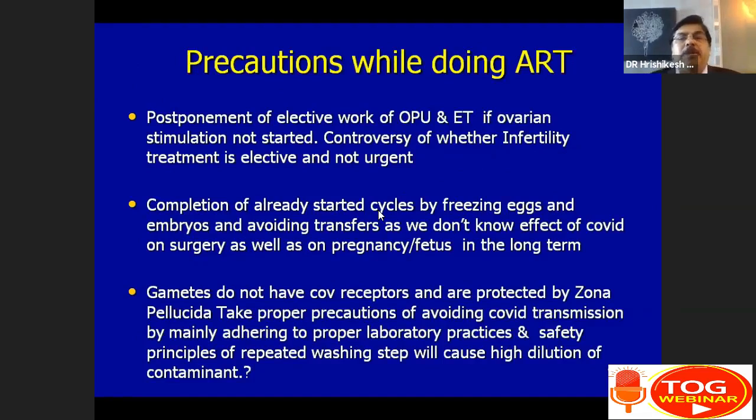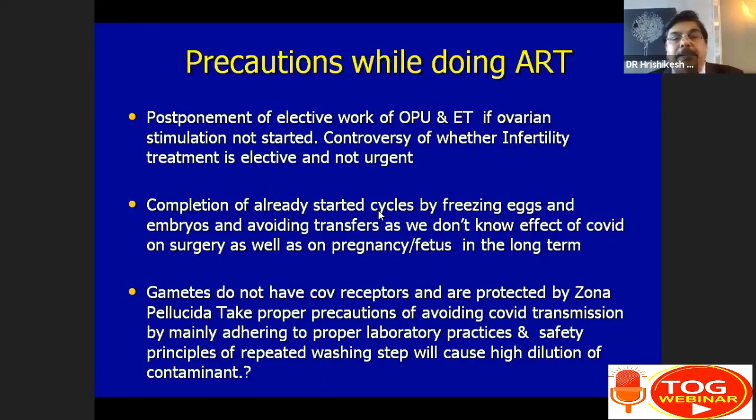So, what are the precautions while doing ART? Those of you who are going to do ART, there are certain recommendations by ESHRE and ASRM. These recommendations are the postponement of elective work of ovum pickup and embryo transfer if ovarian stimulation has not been started. There is some controversy brewing in this area, and the American Society may come out with another announcement on 13th of April on whether postponing infertility treatment can be done or not, because in many of these patients with poor response or who are perimenopausal or elderly, how can you postpone it? It may jeopardize their infertility treatment. So this will come up at some point or the other.